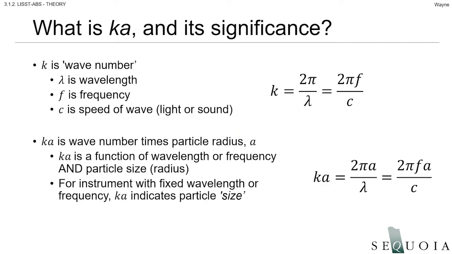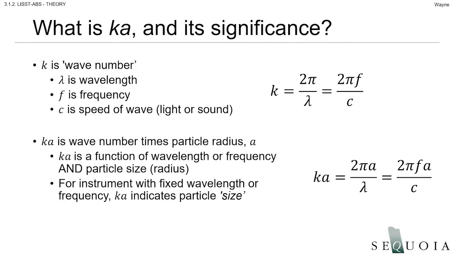As far as discussing the wave number, or K, I think we call it the frequency wave number, and that's just a property of a wave. Lambda here is the wavelength, F is the frequency, and C is the speed of the wave. You can see here K, you can think about it in terms of both the wavelength of the wave or the frequency relative to the speed of the wave.